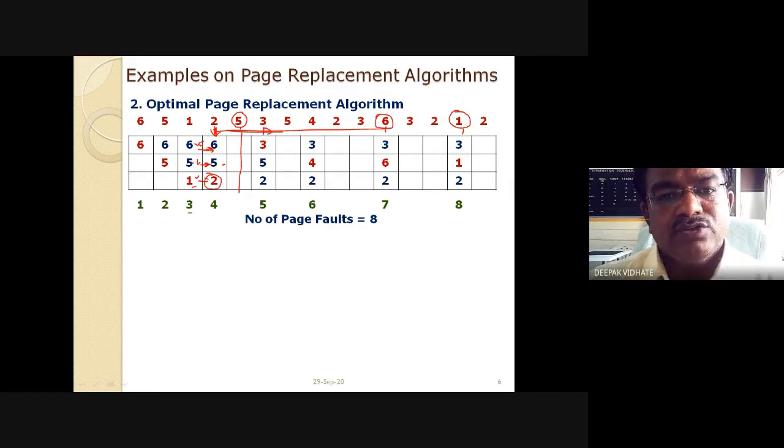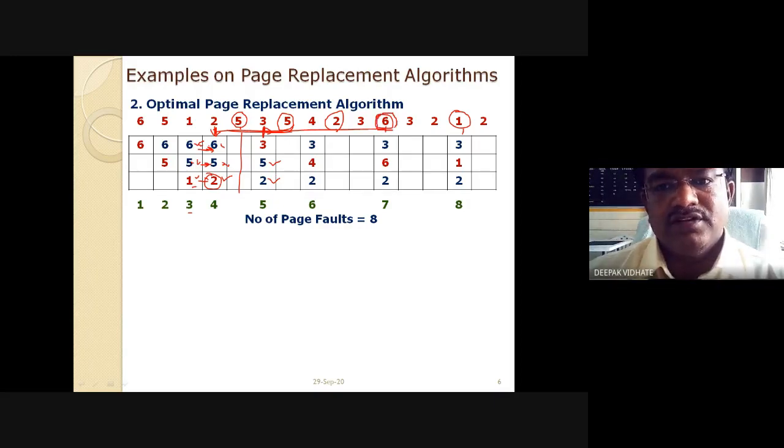Then 3. So from 3, see the comparison between the pages 6, 5 and 2. These 3 pages you have to compare. 5 is here, so there is no question of 5. 5 is placed as it is. Then 2 is here, so 2 is forwarded as it is. But 6 is at a longer distance as compared to 5 and 2. So definitely 6 is replaced by 3. For 5, there is no question about the page fault.